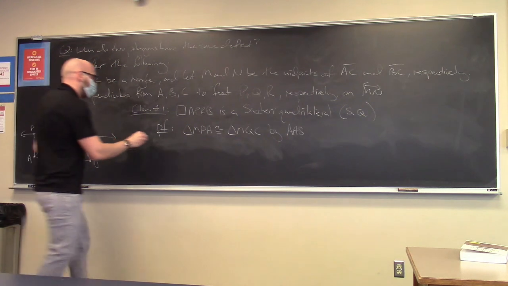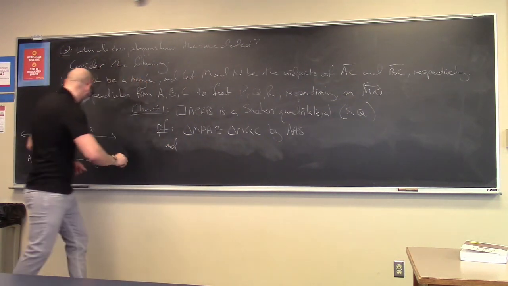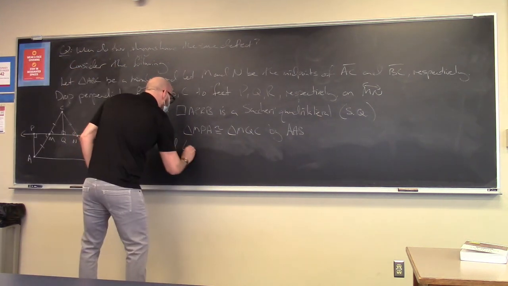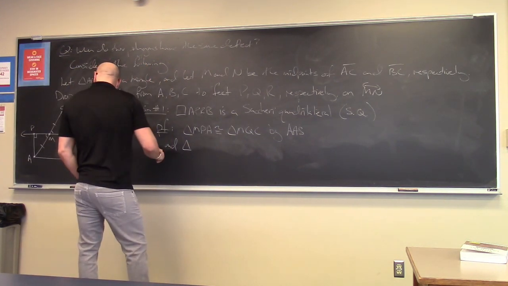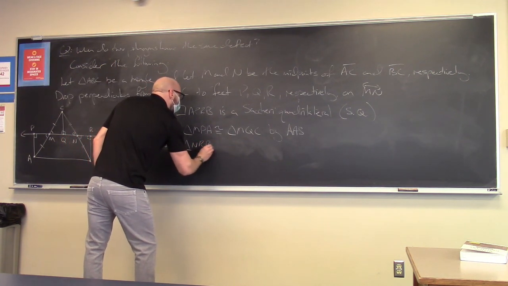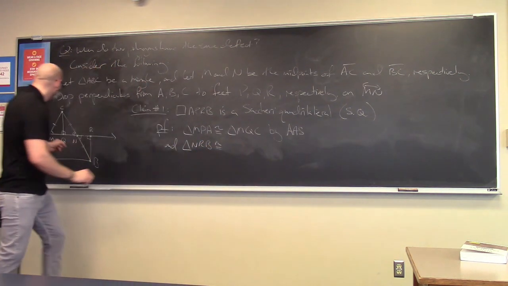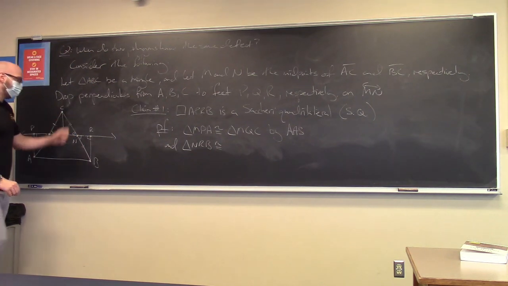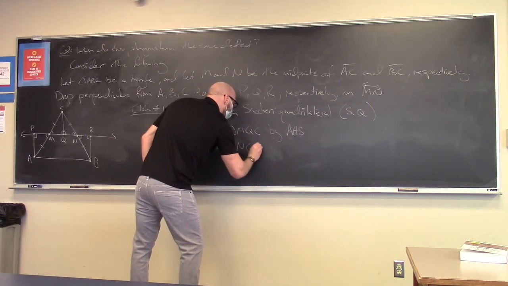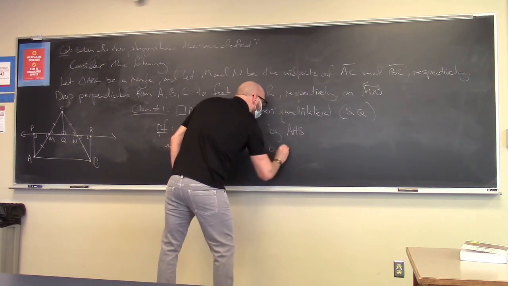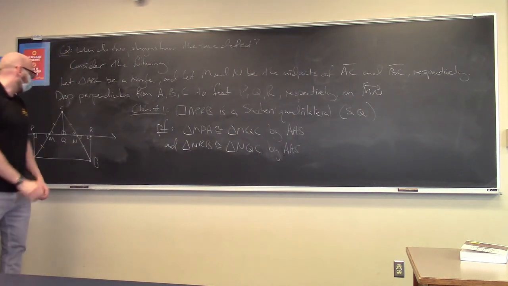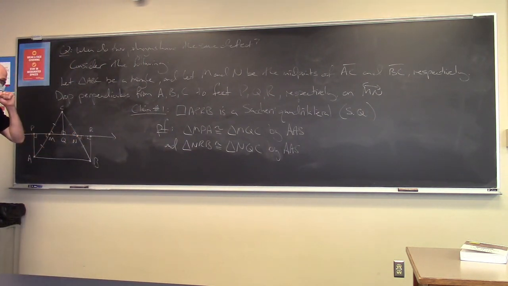Same thing over here. I've got congruence between these two triangles. So triangle NRB is congruent to triangle NQC. Once again, by AAS. So just a symmetric picture on the other side.